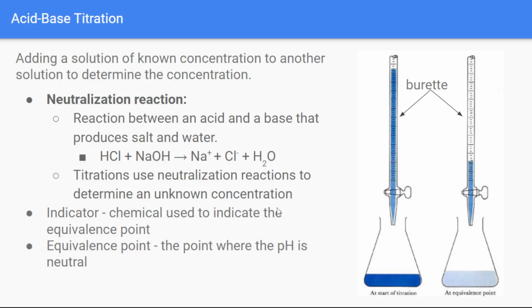The way this is done is through a neutralization reaction. That's a reaction between an acid and a base, and it produces salt and water. The H positive from the acid combines with the OH negative from the base, and together that makes water. The indicator is the chemical that tells us when we're at the equivalence point, and the equivalence point is where the pH is neutral. In the lab that we're going to do, we will use phenolphthalein, which is really neat because it turns pink.